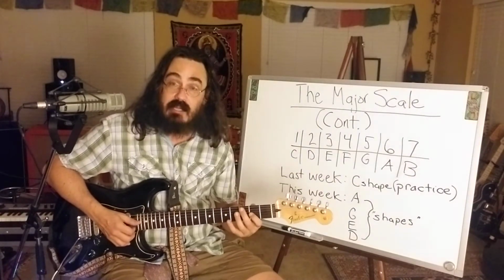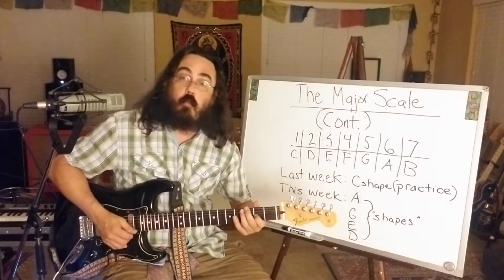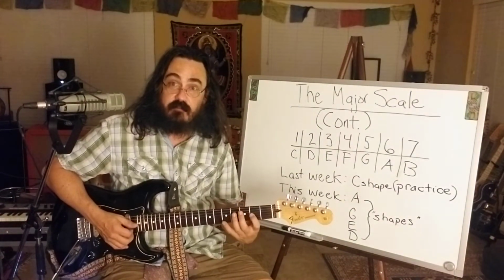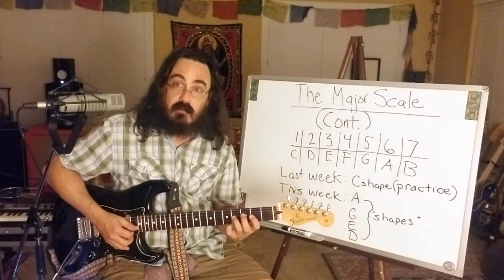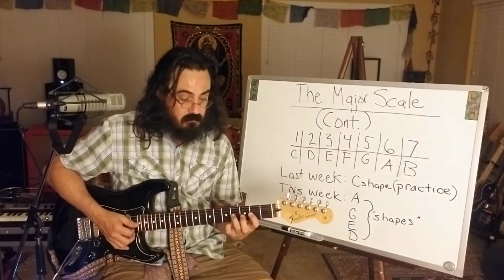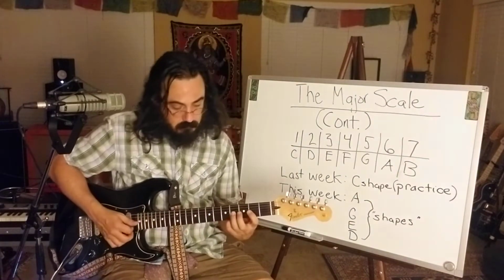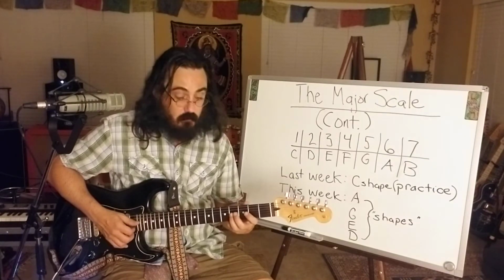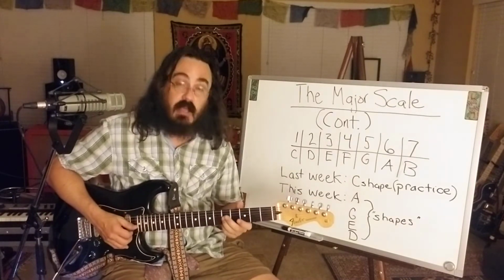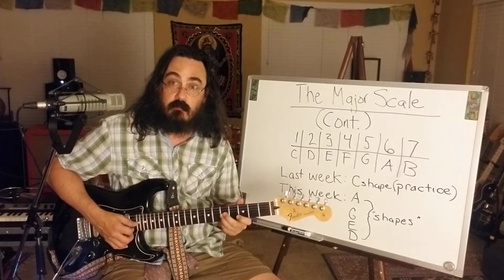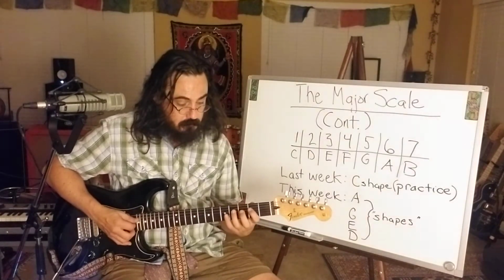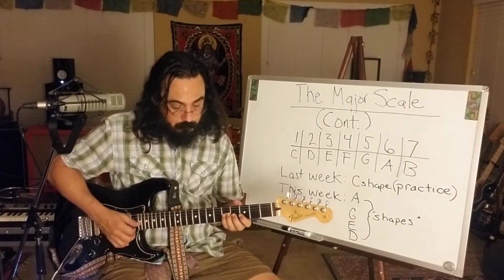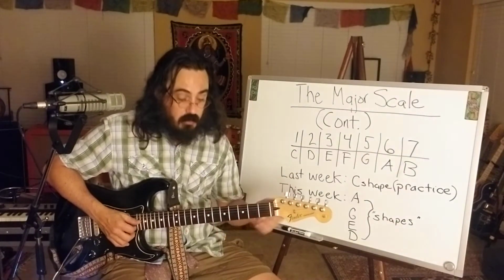Then again, sticking within the A shape, we come to A on the G string, 2nd fret. That's A. 6 to 7, A to B, 4th string, 4th fret, 3rd string, and then up 1 fret. Okay, now we're back to C, the octave.